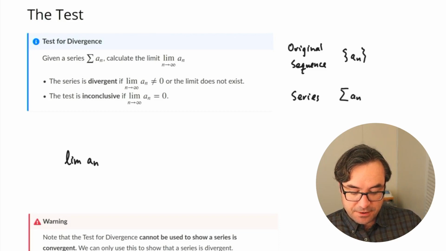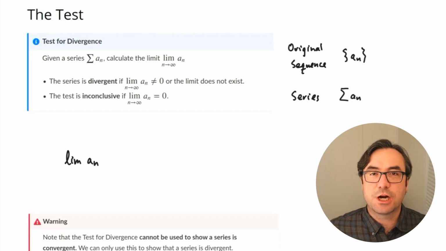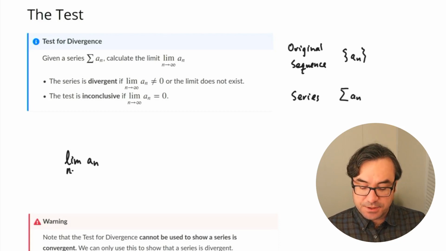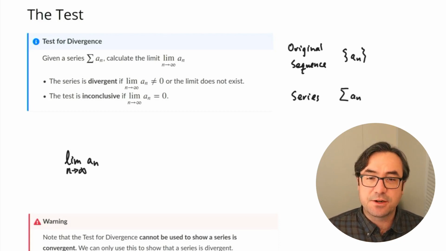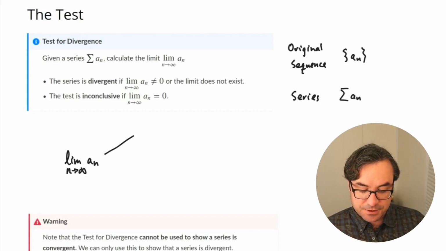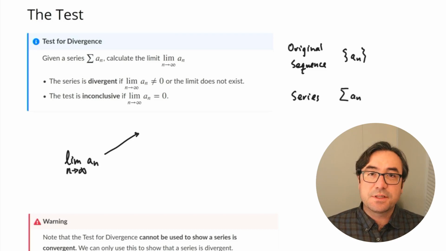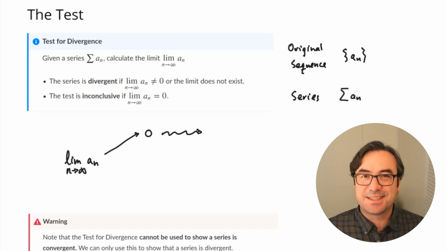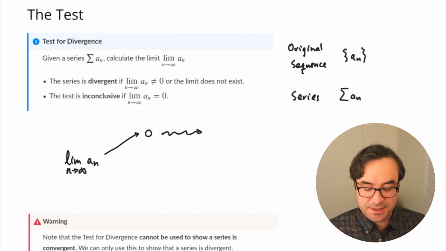Let me write this out as a little flowchart type thing. We're going to calculate the limit of the original sequence here, the limit as n goes to infinity. And really there's a few options. If we calculate this limit and we get 0, well then what this test says is this test doesn't work. It's inconclusive.